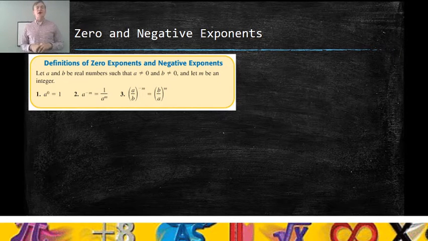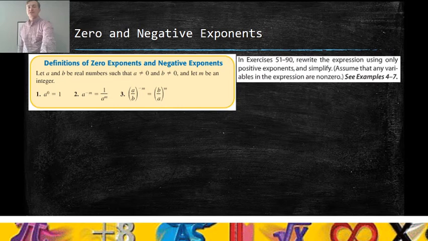Number 3 says if you have a fraction raised to a negative exponent, again, the previous property 2, the reciprocal rule, says the reciprocal of a fraction is flipping the numerator and denominator. So a fraction with a negative exponent is equal to the reciprocal raised to the positive exponent. In other words, a over b to the negative m is equal to b over a raised to the m power. Let's look at some examples here.